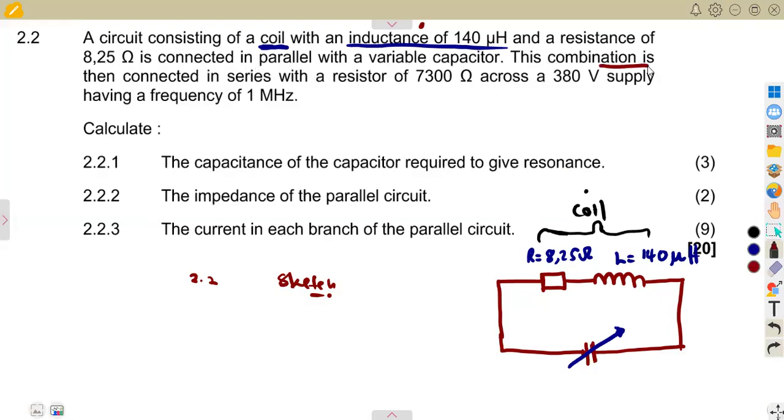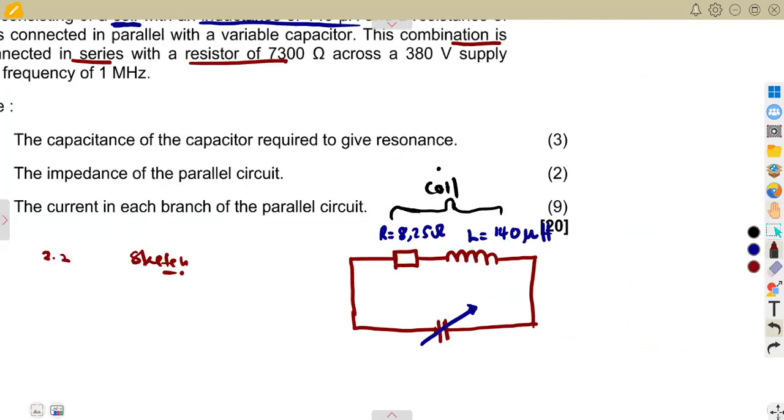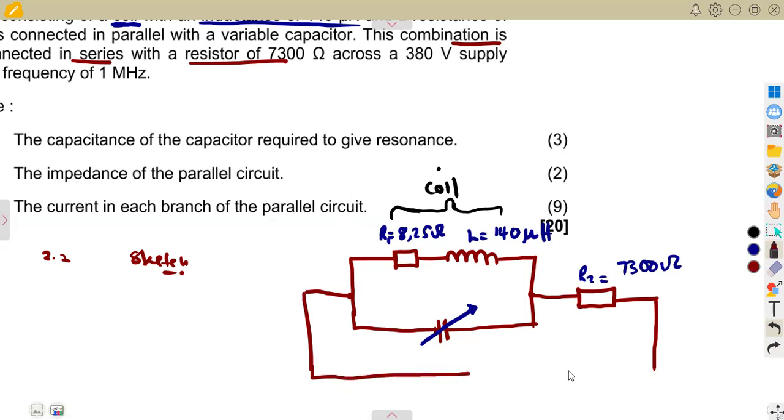This combination that we are seeing is then connected in series with a resistor of 7,300 ohms. So the whole parallel combination that we are given here is connected in series. There is a resistor connected in series to the combination, then to the supply. So maybe this is your R1, this will be your R2, which is 7,300 ohms. And the whole of this part is connected to the supply.